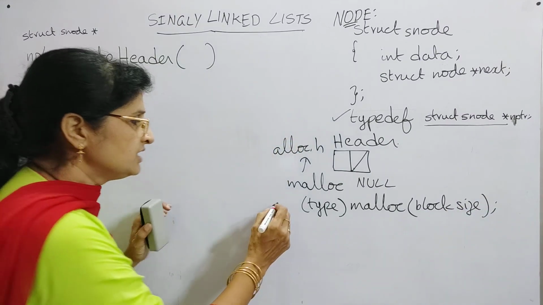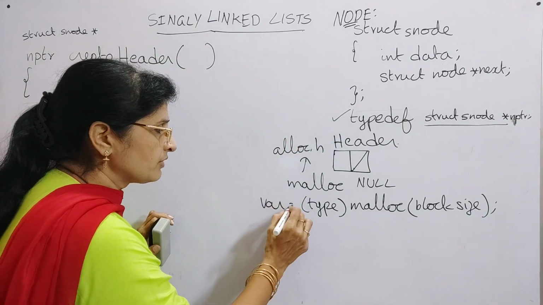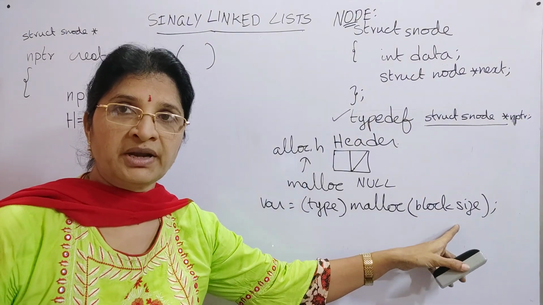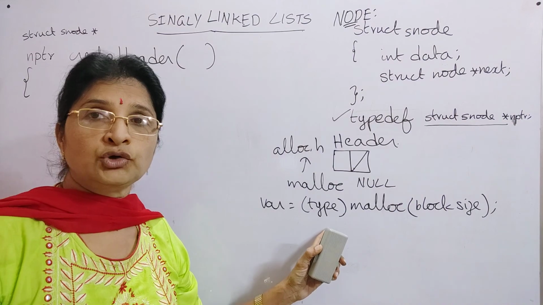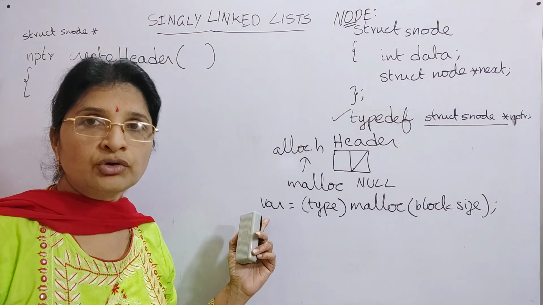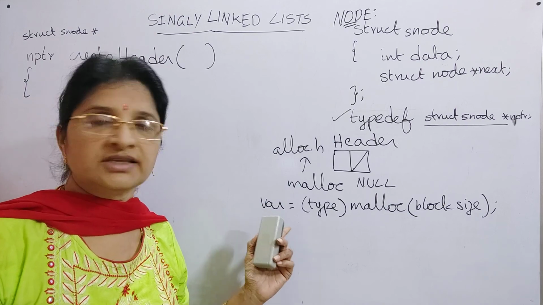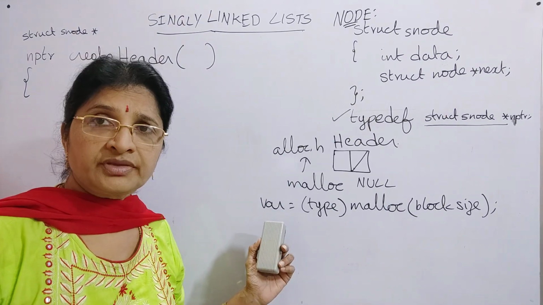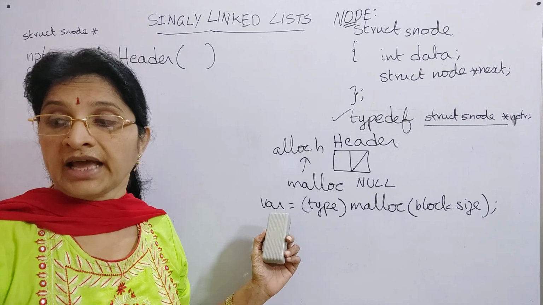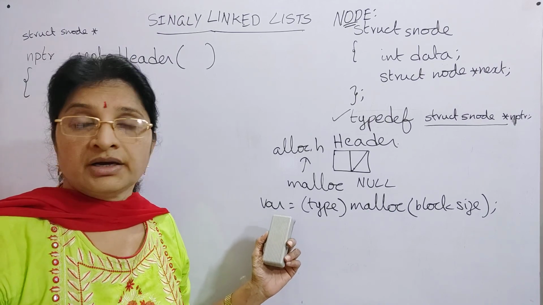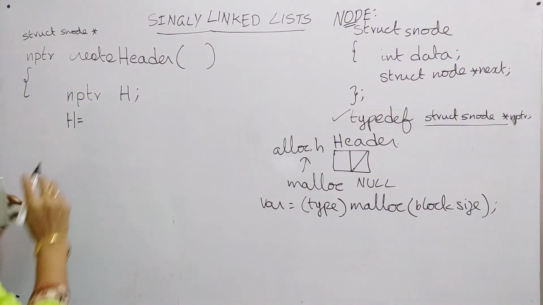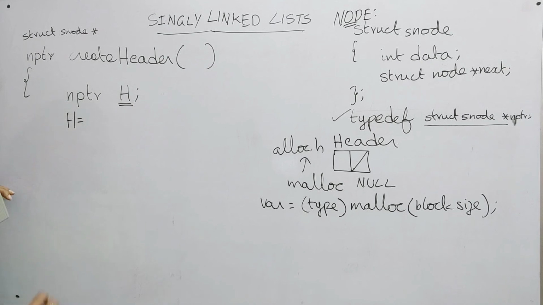This will be assigned to some variable. That means it will allocate this much block size of memory, convert it to that particular type, and assign that address to your variable. So this is the syntax for allocating memory to any variable at runtime. Now I want to allocate the memory to H.